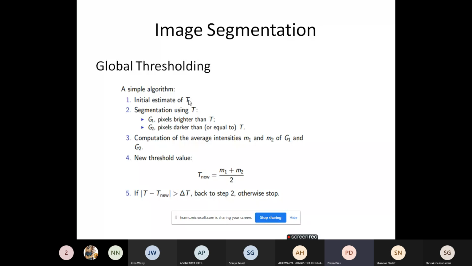But how to choose an initial threshold? That is also a big question, isn't it? Most of the time, the initial threshold must be chosen greater than the minimum and less than the maximum intensity value in the image. I think this part I told even yesterday. I don't know how many of you are remembering, but how to choose the initial threshold value: it should be greater than the minimum and less than the maximum intensity value in the image. That is the condition.